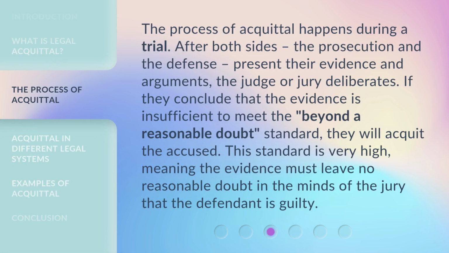The process of acquittal happens during a trial. After both sides, the prosecution and the defense, present their evidence and arguments, the judge or jury deliberates. If they conclude that the evidence is insufficient to meet the beyond a reasonable doubt standard, they will acquit the accused. This standard is very high, meaning the evidence must leave no reasonable doubt in the minds of the jury that the defendant is guilty.